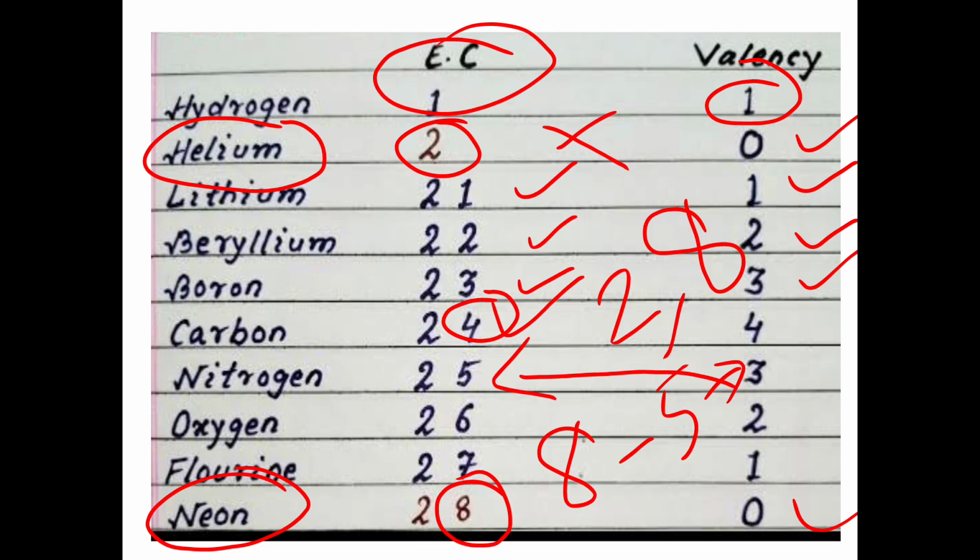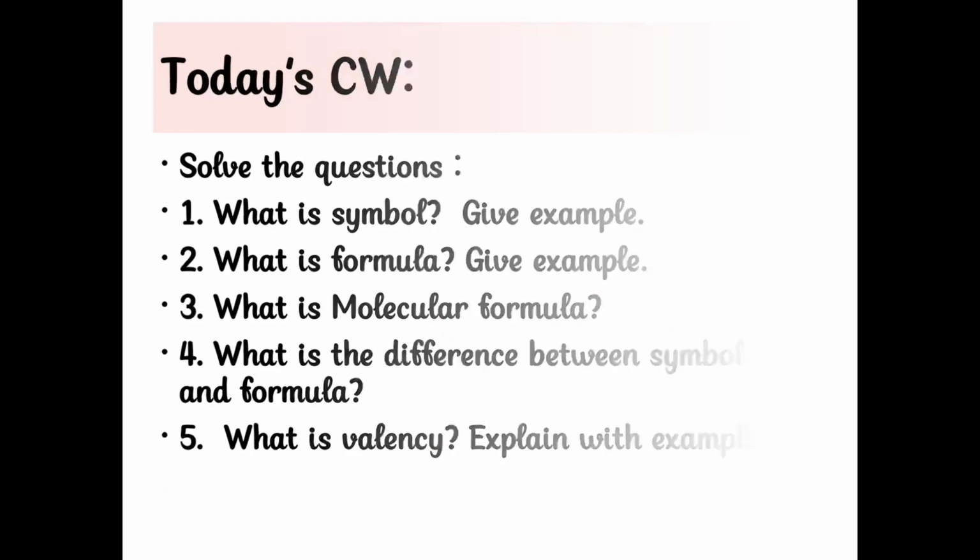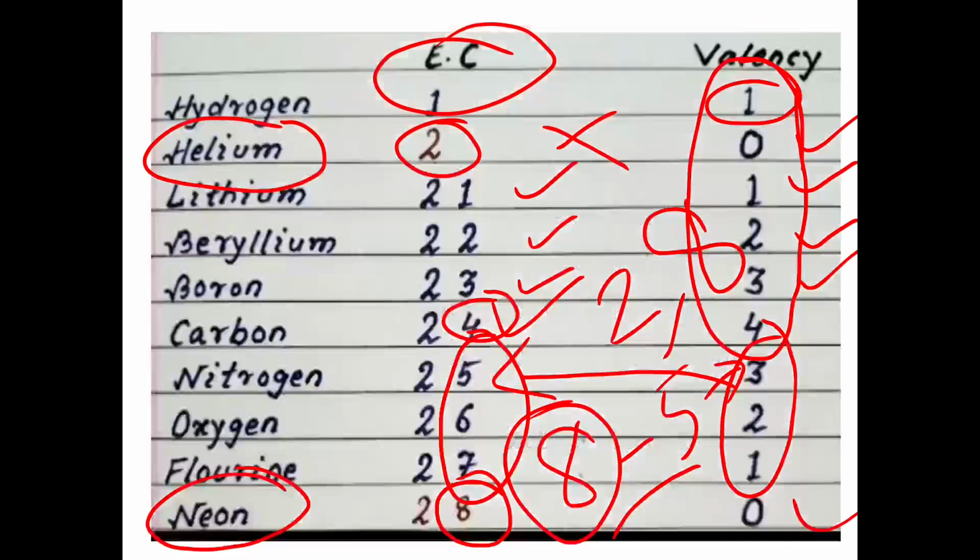So I am repeating again. If the outermost shell is having 1 to 4 electrons, then the valency remains the same. But if the electron number in the outermost shell is greater than 4, that is starting from 5, then we get the valency by deducting the electron number from the number 8, because the electron number 8 will give it the stability. So here you get today's CW.